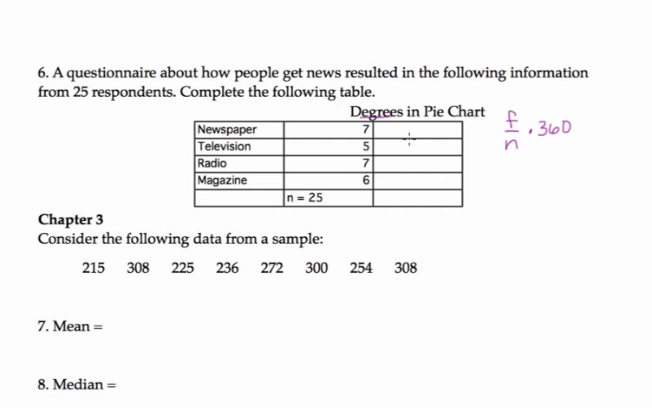So our first one is the frequency, 7, divided by N, 25, times 360. I punch that into my calculator, and I get 100.8 degrees. I follow the same recipe, the same formula for the next 3 results. And here are the results. They should add to be 360 degrees in a circle.